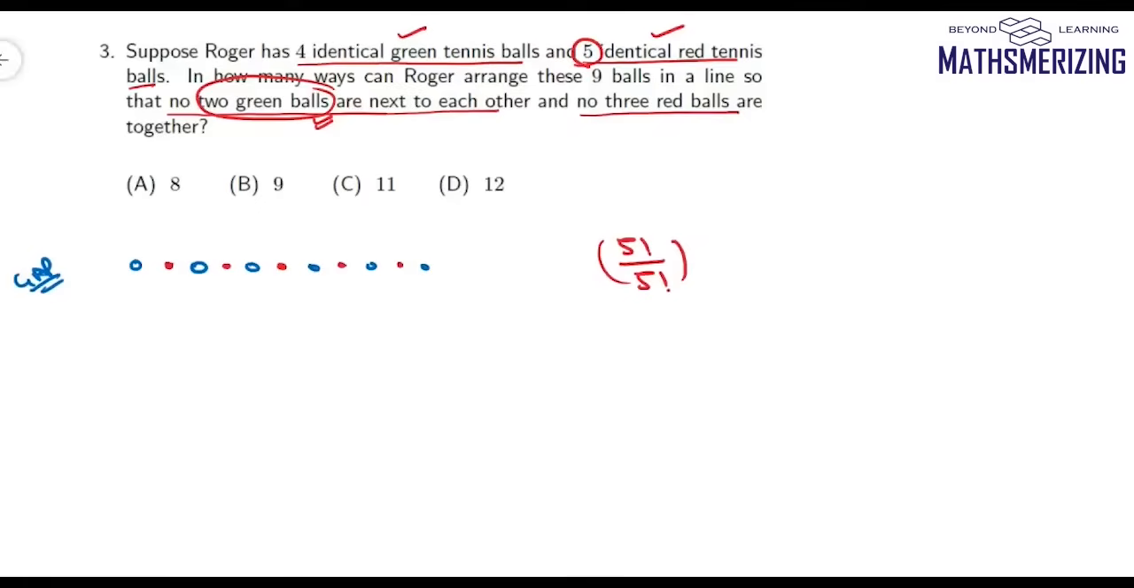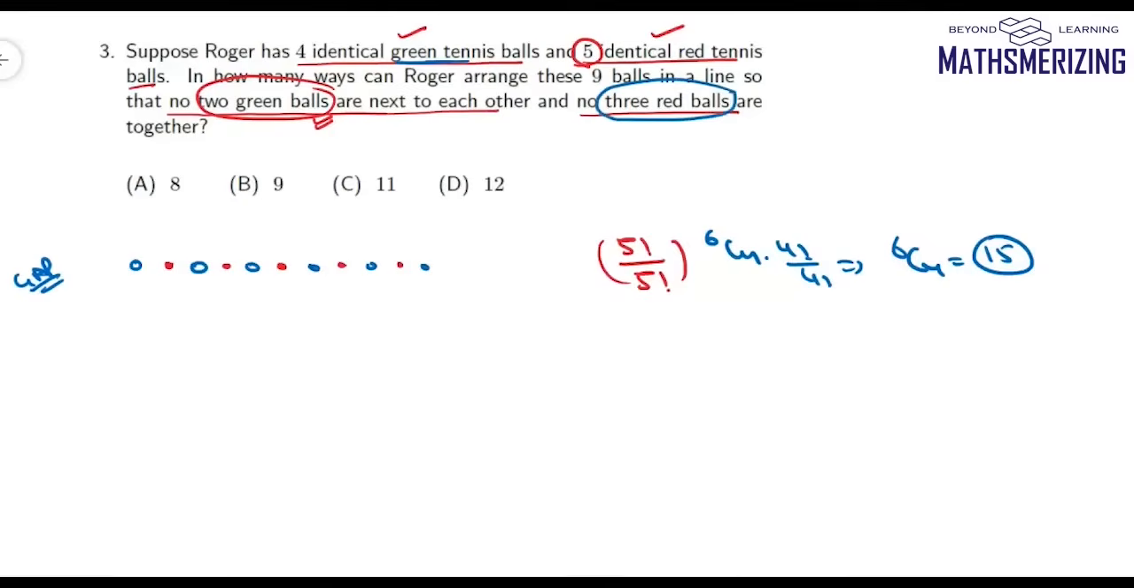So out of these 6, I'll choose 4 gaps for these green balls. So it is 6C4 and then 4!/4!. So it'll be simply 6C4, which is 15 ways. Now from these 15 ways, we need to exclude all those cases when 3 or more red balls are together.